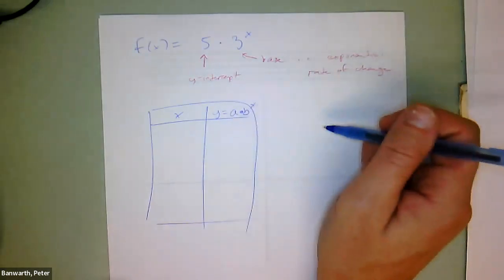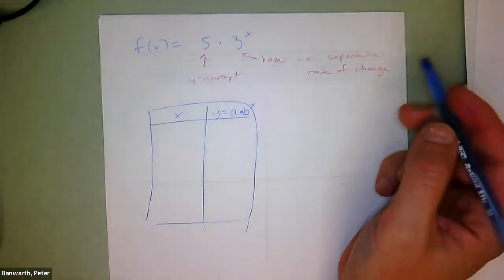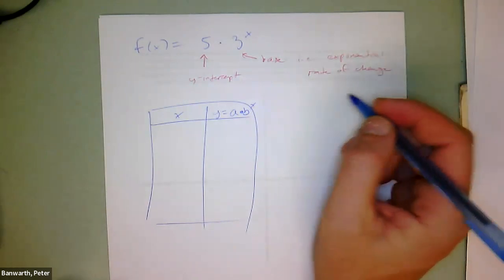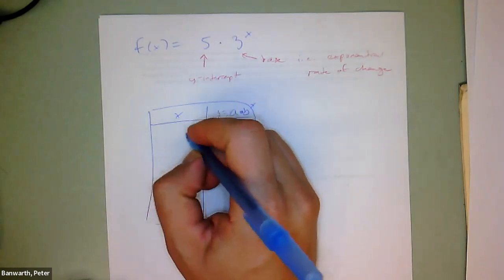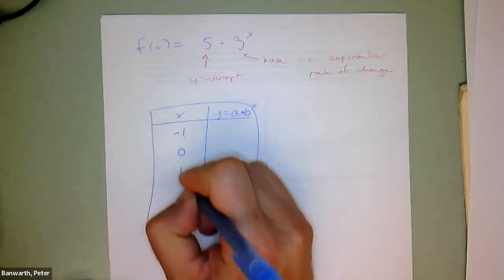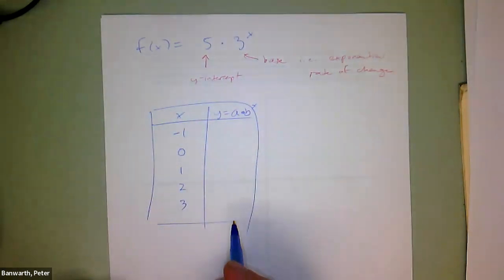And so we should be able to come up with a formula for an exponential function if we're given at least 2 points. 2 is all it should take. So let's say that I'm going to write down a bunch of different points just to keep it simple.